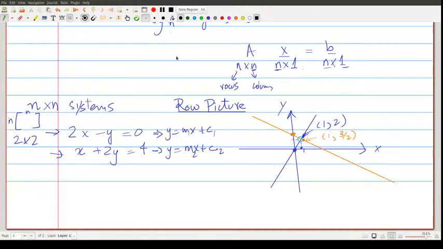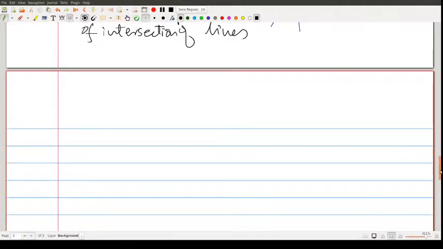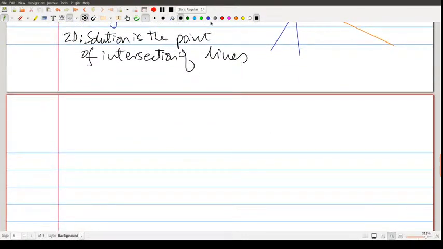So basically, in 2D or in the row picture, the equation is in 2 dimensions, the solution is the point of intersection of lines, right? Okay, that's the row picture for a 2 by 2 system. Clear? The next thing that I want to look at is the column picture.